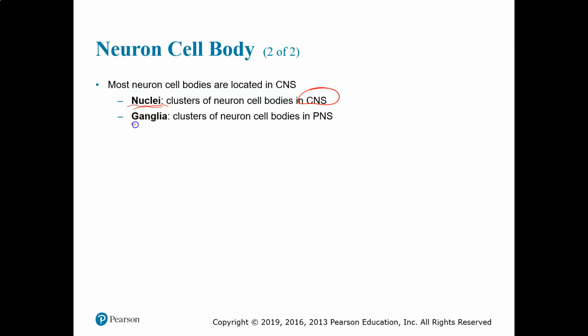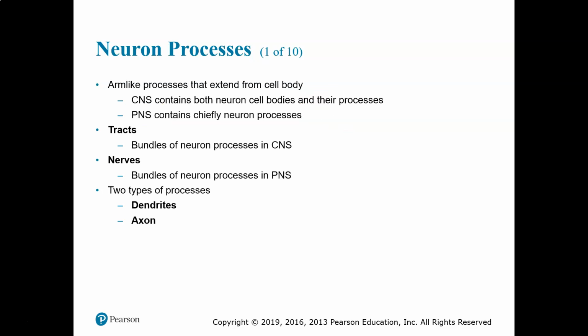But when we use the term ganglia, they're going to be clusters of neuron cell bodies in the peripheral nervous system. So clusters of neuron cell bodies are either called nuclei, which is a central nervous system term, or ganglia, which is a peripheral nervous system term. These are just definition terms.